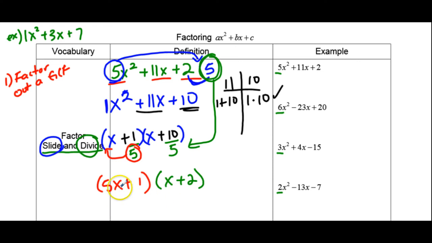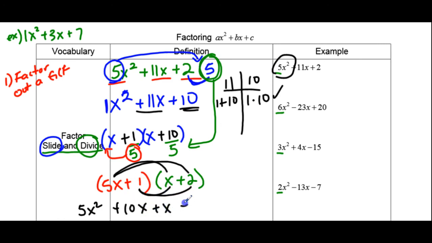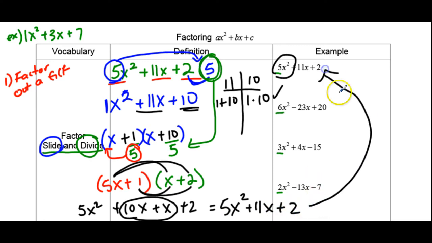We have left side, right side. If we wanted to check, we would FOIL. 5x times x is 5x squared, so far so good. 5x times 2 is plus 10x. 1 times x is plus x. 1 times 2 is plus 2. If we combine these, that's 11x plus 2, so this is the exact same thing as the original. We're good. This is your answer, and we are done. That's slide and divide.